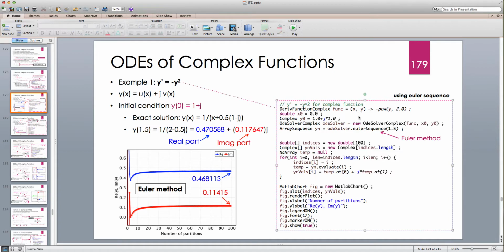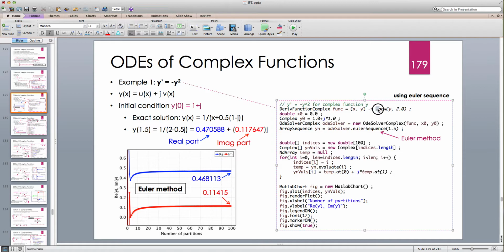All right, so let's look at the code. We want to solve y prime equals minus y squared for complex function y. So y is a complex function, and it's only one differential equation, so we call our derivative function complex func, which takes a real variable x and a complex variable y, and returns the complex value of the right hand side, minus y squared. And this pow is coming from my complex math class. It's not coming from the math library of Java because y is complex.